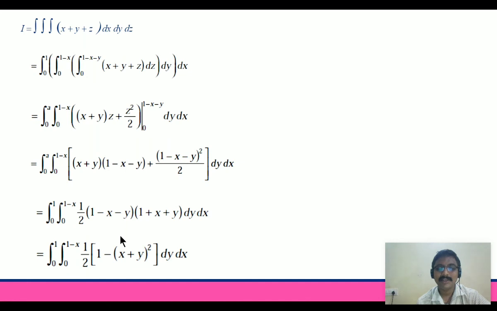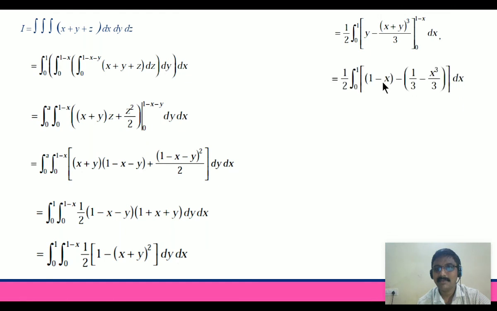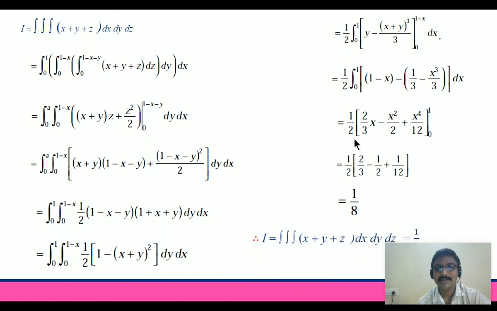While integrating with respect to y, we have to keep x as constant. Just simplifying, now we apply integration with respect to y. So the integration of x plus y whole square is x plus y whole cube over 3. Substituting the upper limit 1 minus x and the lower limit 0. Now evaluating the single integration, we get the result as a constant, that is 1 by 8. So it is the required result. So simply we can find the evaluation of a triple integral.